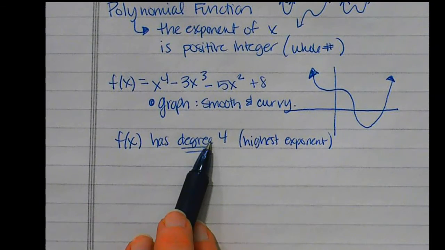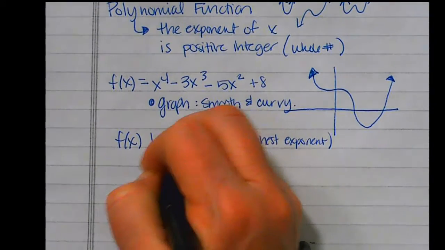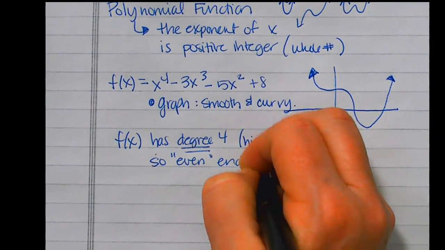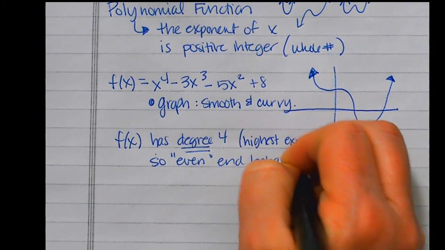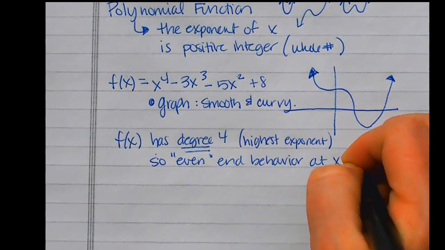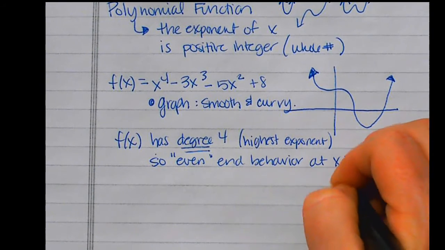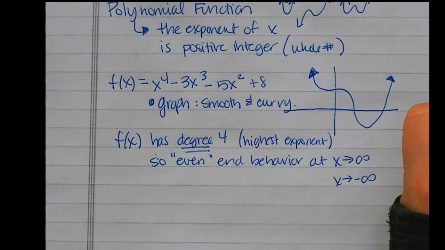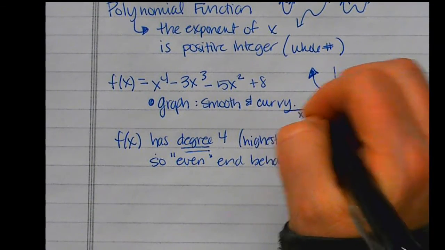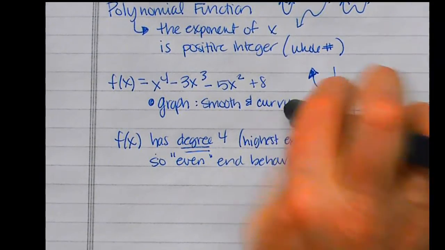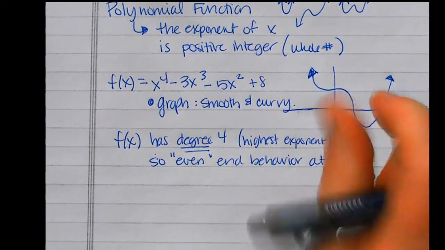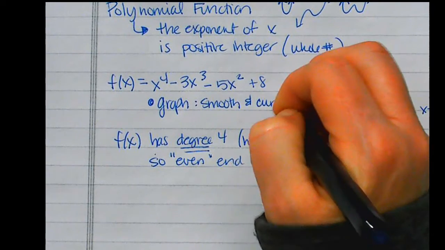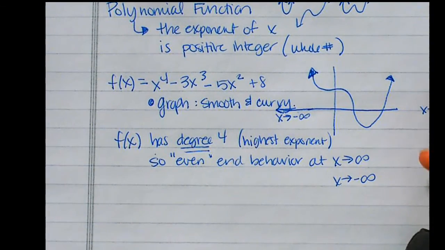So f of x has degree 4, so even end behavior, which means as x goes to infinity, and as x goes backwards to negative infinity, so this is x goes to infinity, and this is x goes to negative infinity. That does not show up, so let me write that better. On this side, x goes to negative infinity. We're actually going this way, but I write it in words the other way.